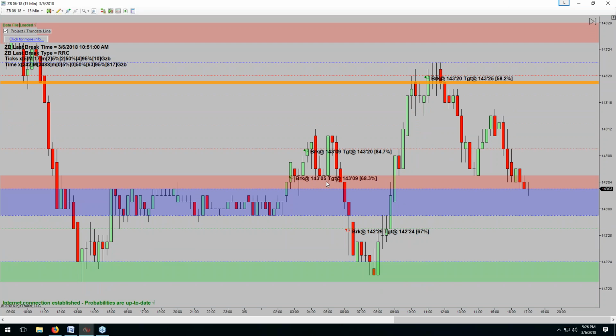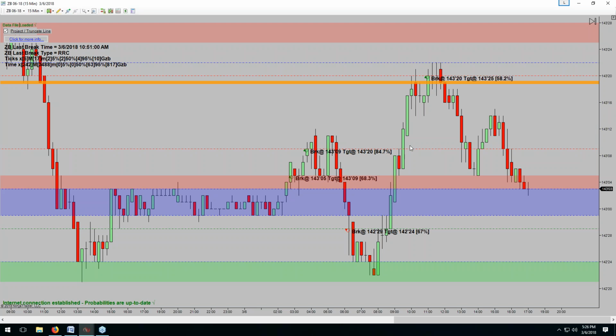Here you get 305, 143.05, target at 143.09, 68.3% probability of it hitting that target. Now, this is doable because this is only 4 ticks away, and we know that 4 ticks is hit 50% of the time within 60 minutes, right?